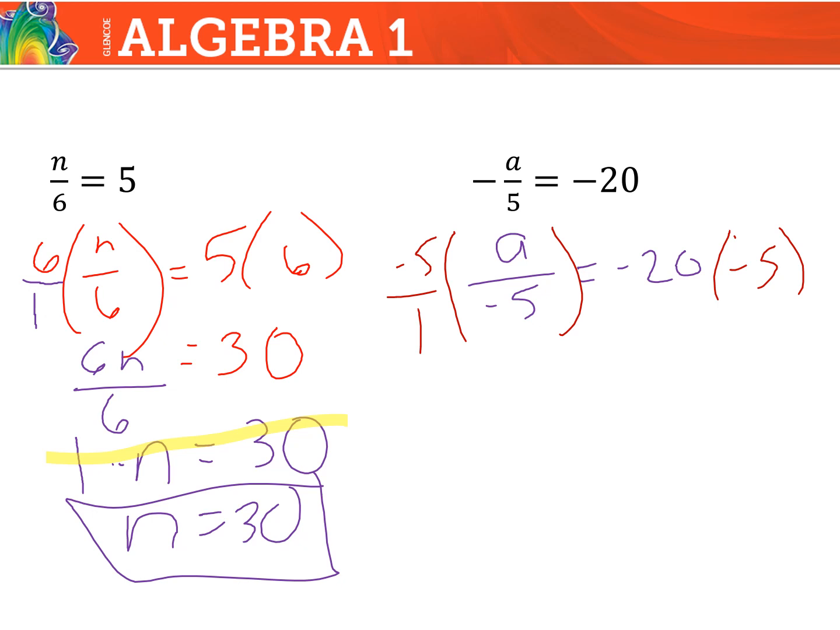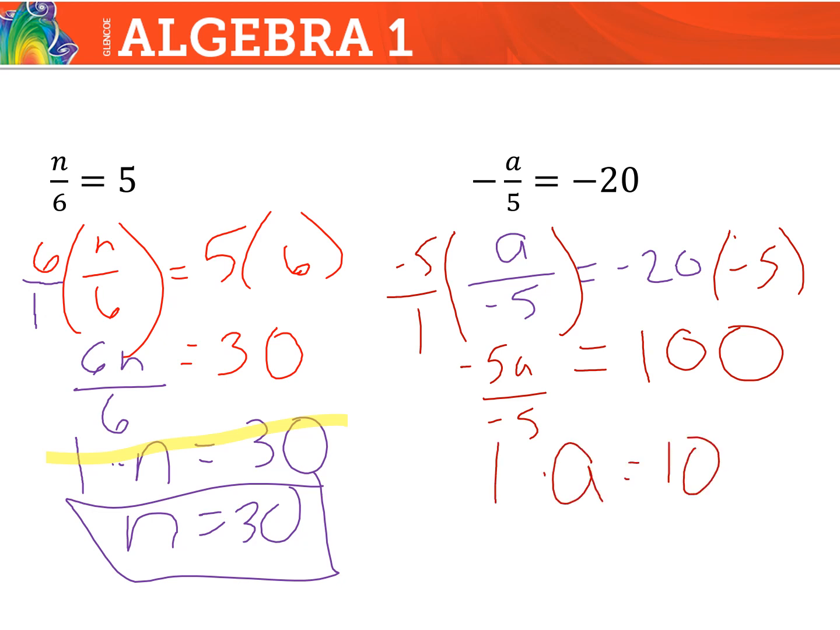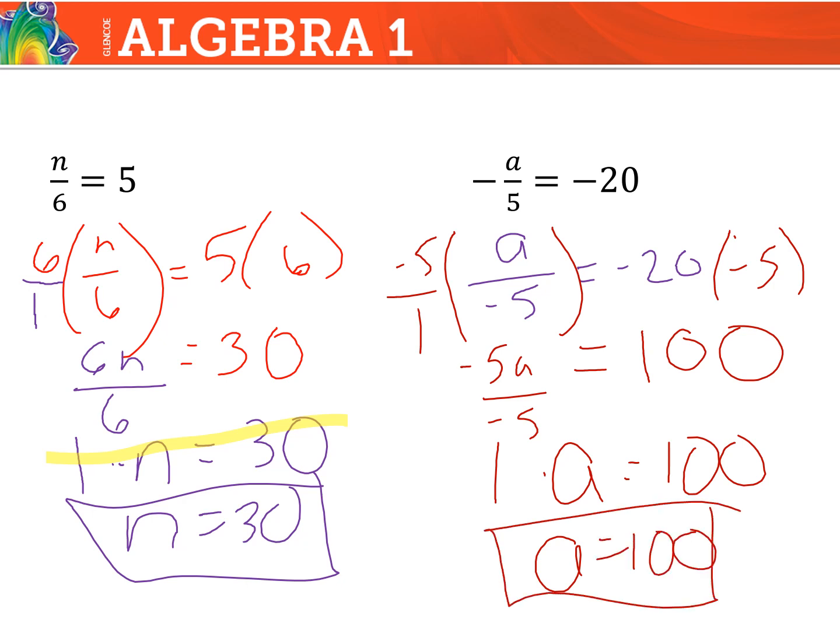On the right-hand side, negative 5 times negative 20 will give me a positive number, and 5 times 20 is 100. So I have positive 100 on my right-hand side. On my left-hand side, I have negative 5a over negative 5, because negative 5 times a is negative 5a, and 1 times negative 5 is negative 5. Negative 5 divided by negative 5 is 1. I multiply that by my a, and that equals 100. Not done yet. Using my multiplicative identity, 1 times a is a, which equals 100. And that is my answer for that one. And that is an a, not a 0.